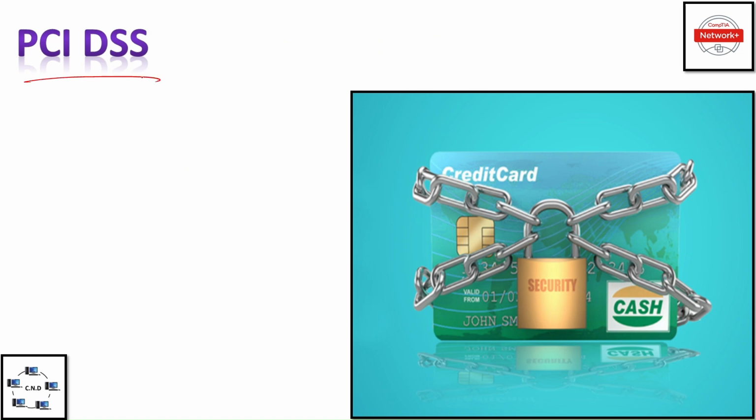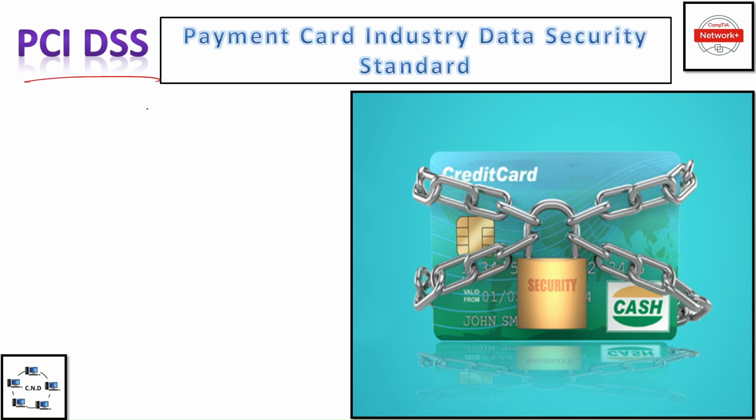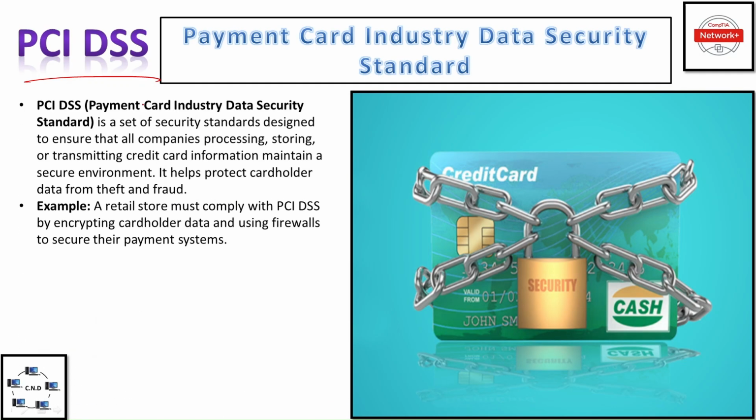PCI DSS, that is Payment Card Industry Data Security Standard. The PCI DSS, Payment Card Industry Data Security Standard, is a set of security standards designed to ensure that all companies processing, storing, or transmitting credit card information maintain a secure environment. It helps protect cardholder data from theft or fraud. For example, a retail store must comply with PCI DSS by encrypting cardholder data and using firewalls to secure their payment systems.